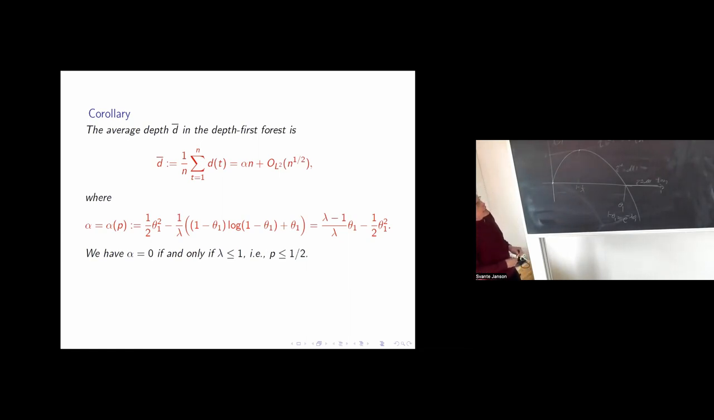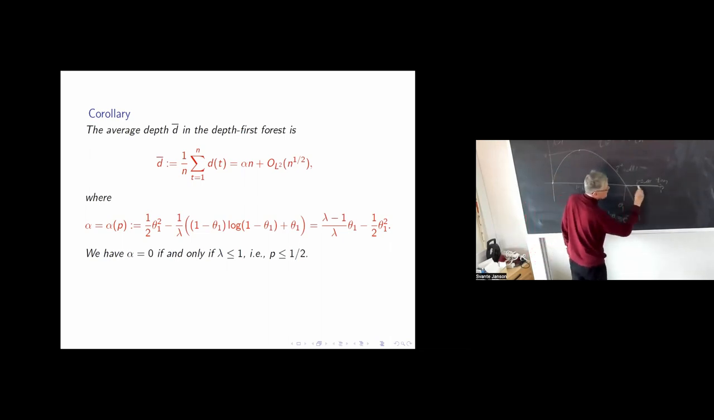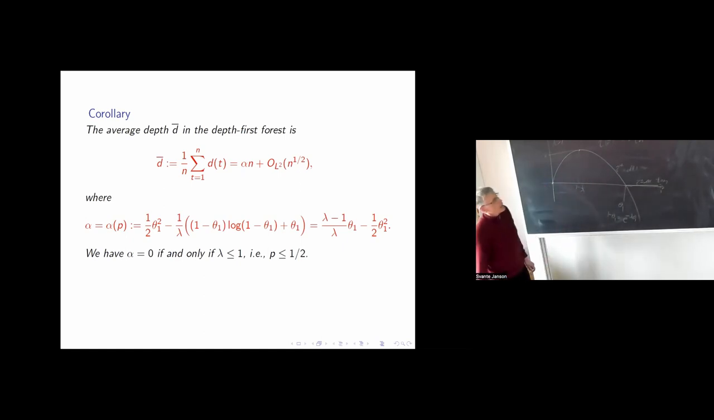Similarly, we can get the average depth. Well, for the average depth, we sum all depths here and divide by n. So in the limit, it will be just the integral of this function here plus the integral of zero here. And if we compute this integral, we get the value alpha I've written here. Of course, it's zero if lambda is less than one, but if lambda is bigger than one, we get something positive.